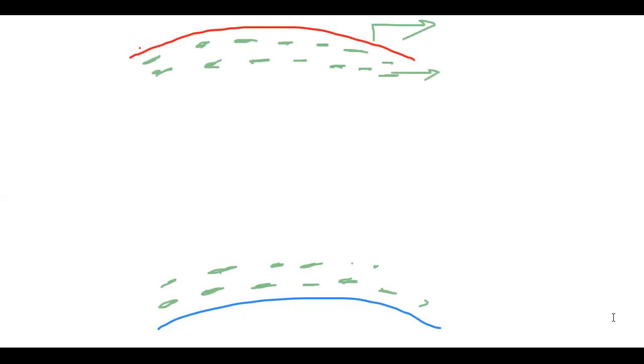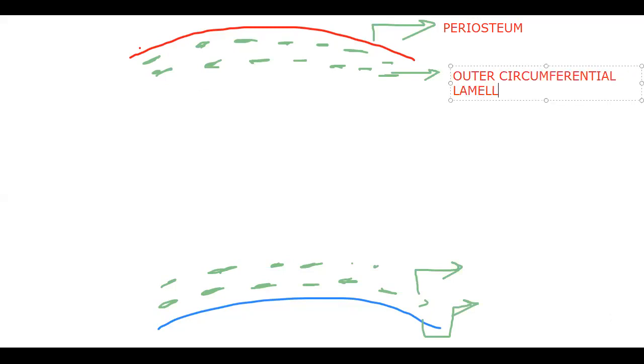Periosteum. This is outer circumferential lamella, and this is inner circumferential lamella, and this is endosteum. So labeling is important here. If we are able to label, then you can write everything. So that's why be careful here. So this is periosteum. Okay, so below the periosteum, outer circumferential lamella. Next, here it is. Inner circumferential lamella. Okay. Next, this is endosteum.